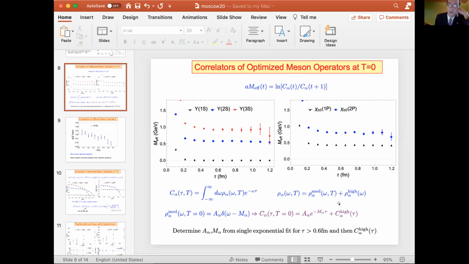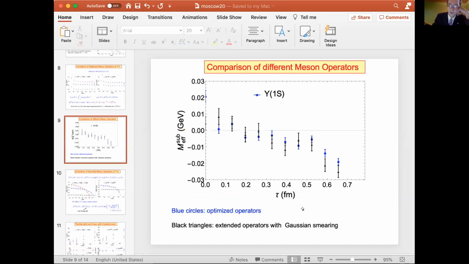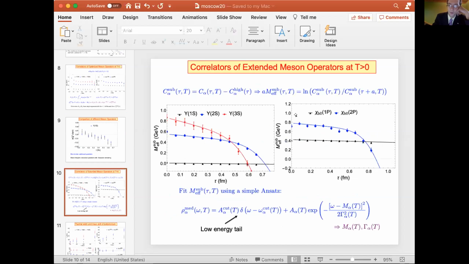And this C_high, because it's a high frequency part, is assumed to be independent of the temperature, so then I could subtract it. So I subtract something that I determined at 0 temperature, where I have this luxury of having a tau range where everything is dominated by a single exponential. And then that gets subtracted from the finite temperature. So you could say that this extra information comes from the 0 temperature calculation, and for each lattice spacing, for each temperature that I show, I have the corresponding vacuum 0 temperature calculation, so I could do this subtraction. Okay, thank you very much.